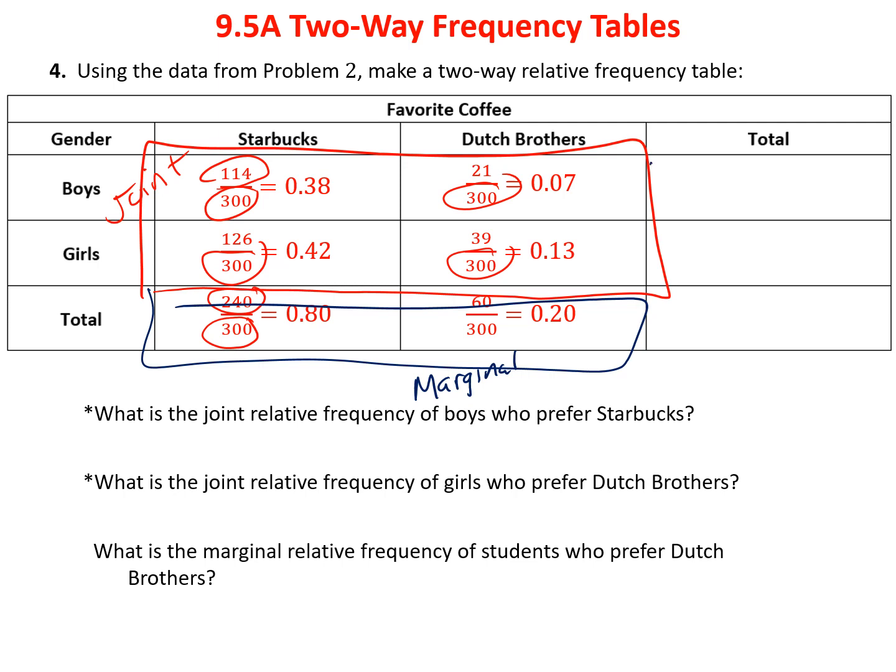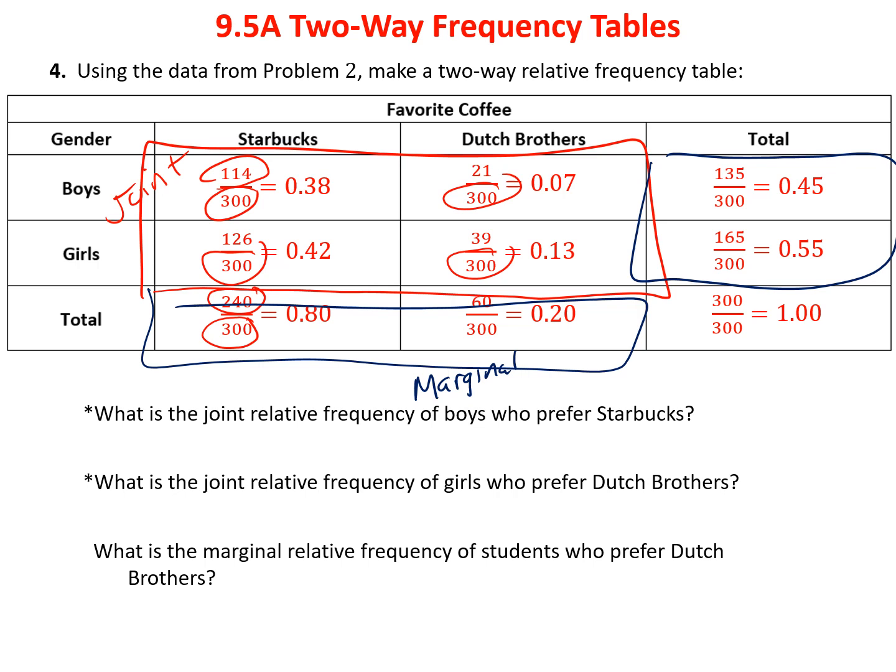We have two more marginals here, the sum of the rows as well. We need to finish up. So the total number of boys surveyed was 135, so 45% of those surveyed were boys. And then 55% were girls, 165. And of course, the last column, you take the grand total and divide it by itself. That's just 1, 300 by 300.